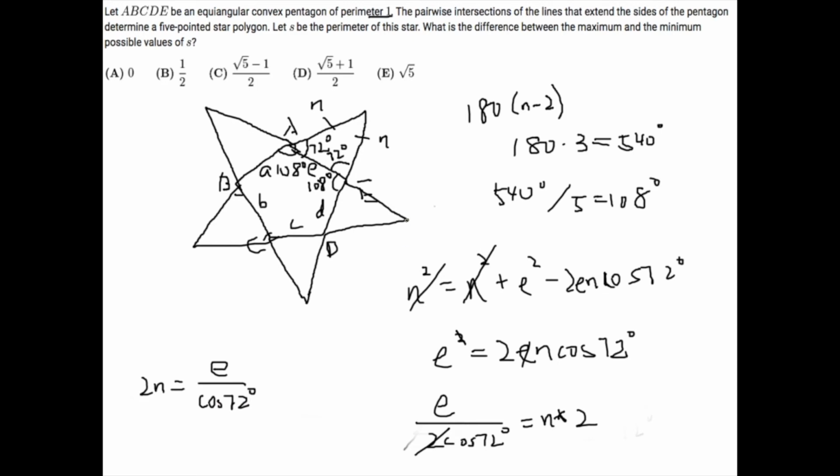So this is symmetric throughout all the triangles. Basically here we have these two sides adding up to a over cosine 72 degrees. Here we have them adding up to b over cosine 72 degrees, c over cosine 72 degrees, etc. Right? So basically the perimeter S is going to be equal to a over cosine 72 plus b over cosine 72 plus c over cosine 72 up to e over cosine 72 degrees. So basically this is what we have as S.